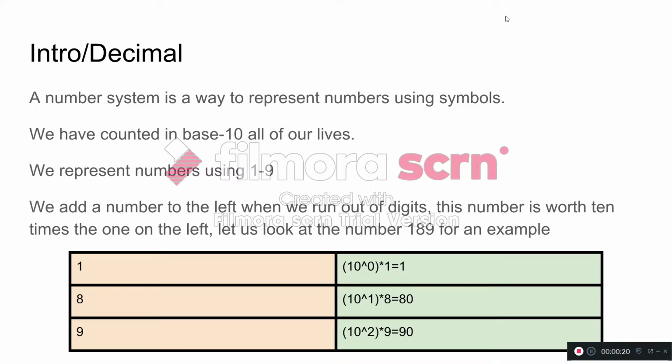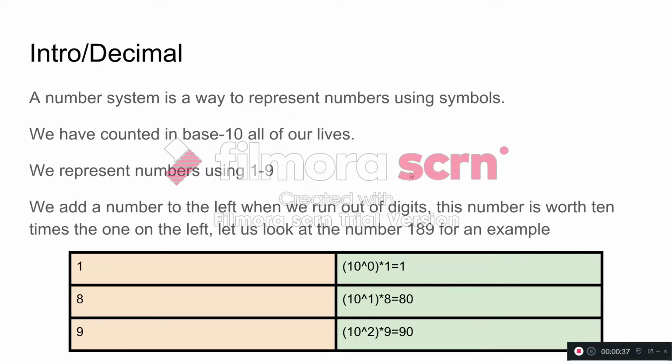We have counted in the number system with decimals, so base 10, in all of our lives. We represent these numbers using 0 through 9. This right here is actually incorrect. This should be a 0. I will change that. We add a number to the left when we run out of digits.